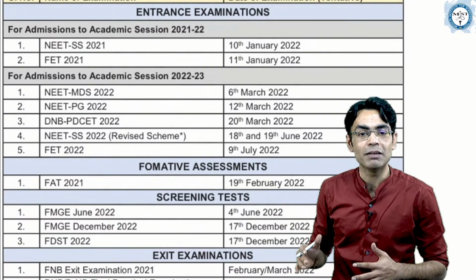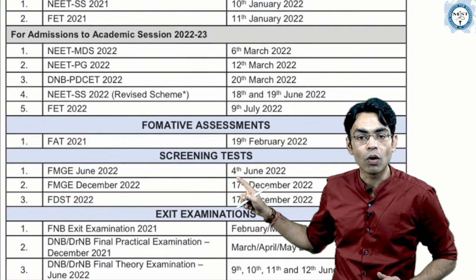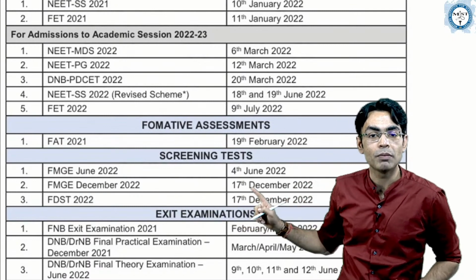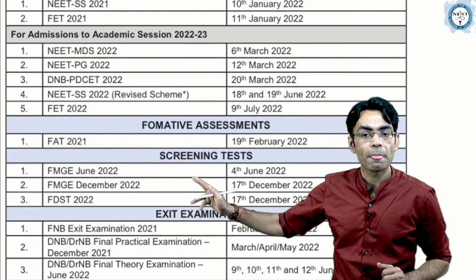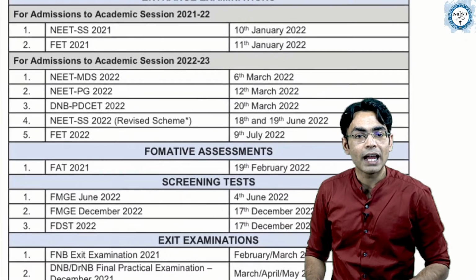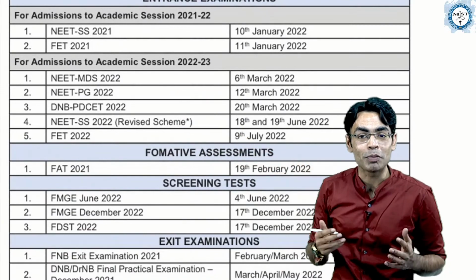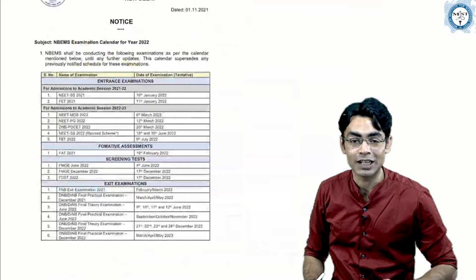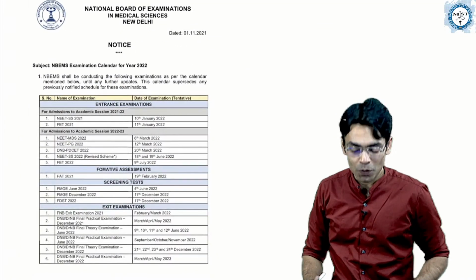So as per the NBE, they have already said that the FMGE 2022 exam is going to be on 4th of June, and the FMGE December 2022 exam will be happening on the 17th of December. Okay, so they have already given the dates out, and your NEET PG 2022, which was a hot topic, when the exam is going to be, it's on 12th of March next year. Okay, so dates have come. So all the people preparing for NEET PG, buckle up.